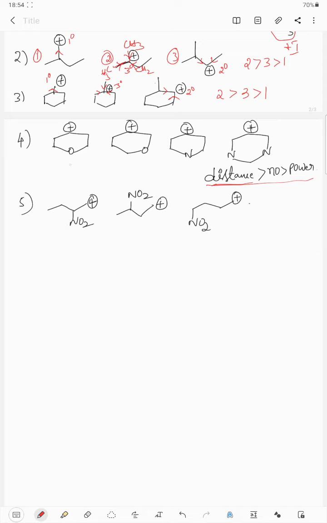Now oxygen is a more electronegative atom, nitrogen is a less electronegative atom. See, here first we need to consider distance. See, oxygen is ruled out, these two are ruled out. Why? More electronegative atom. More electronegative atom means what?